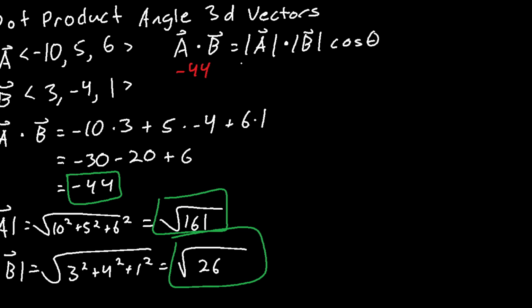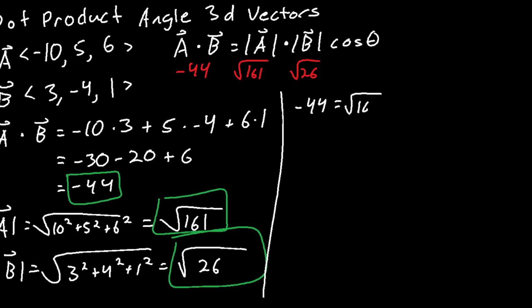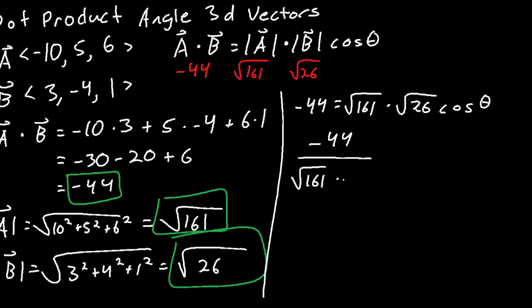So we have everything here, and all we have to do is plug these in. So square root of 161, and this is the square root of 26. Rewrite the formula: negative 44 is equal to the square root of 161 times square root of 26 times cosine of theta. Isolate everything: negative 44 divided by square root of 161 times square root of 26 is equal to cosine of theta. We arc cosine everything.